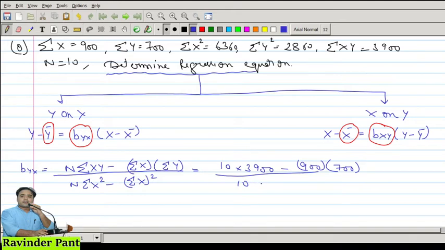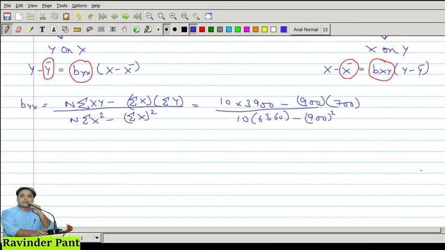The summation x square is given as 6360 minus 900 whole square. So now I ask you to solve this and just tell me the value which you get by solving this. So I need the value of byx from you guys.